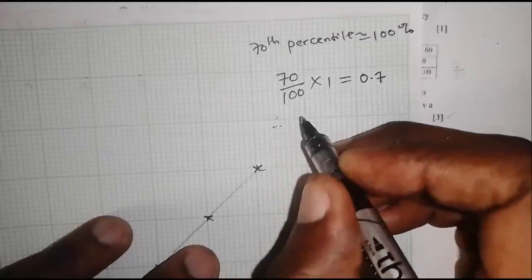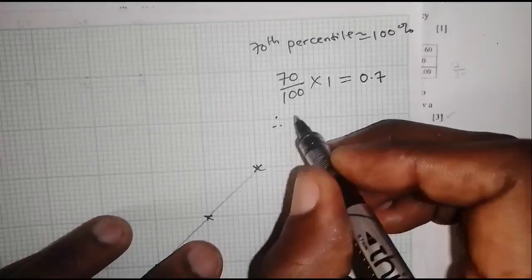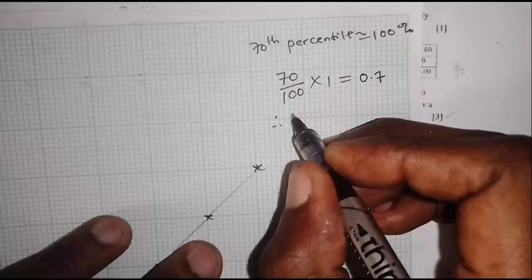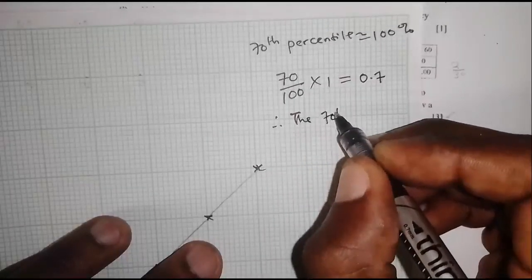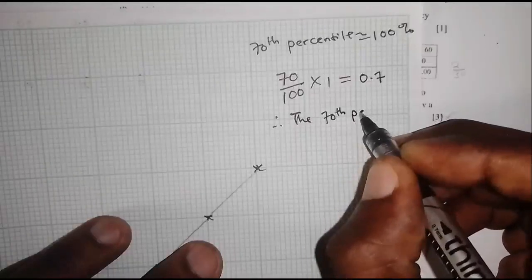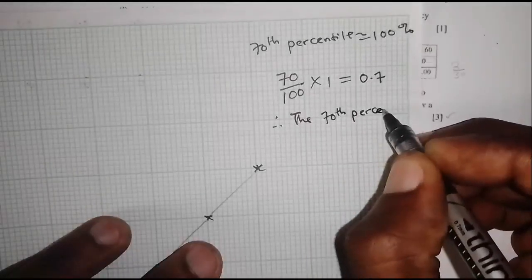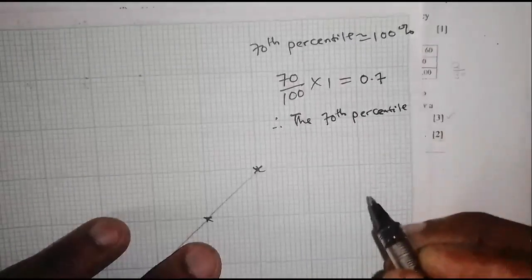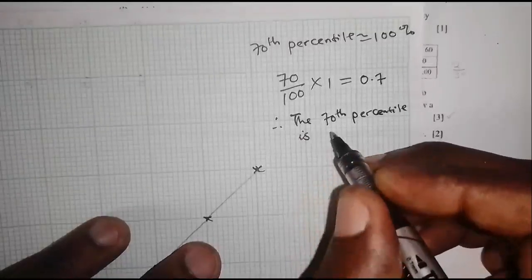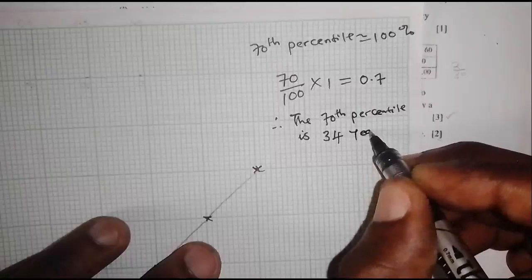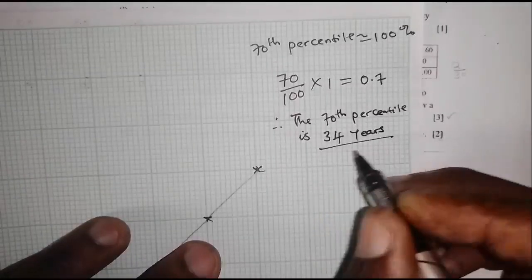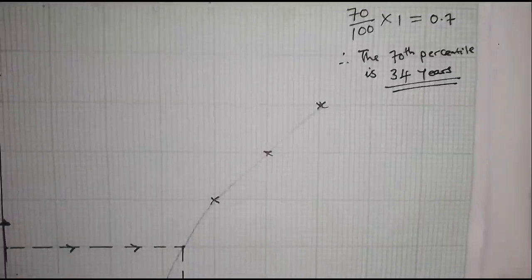So therefore, the answer is, you just say the 70th percentile is 34 years. Okay, then you're done.